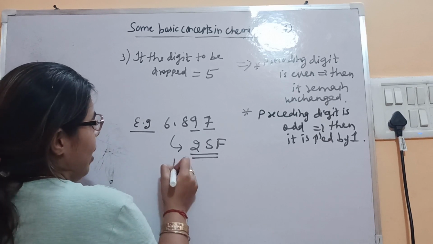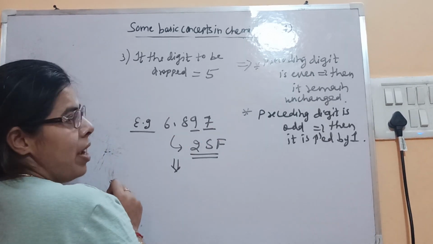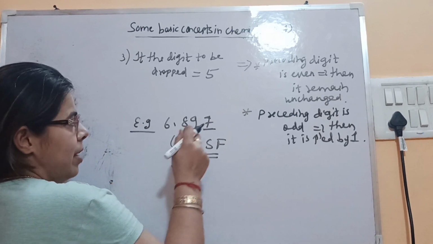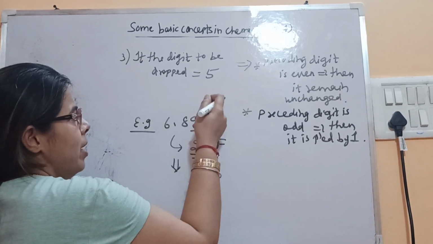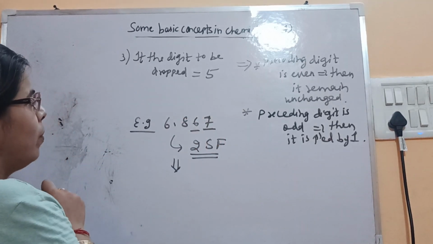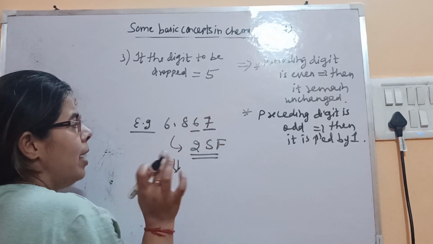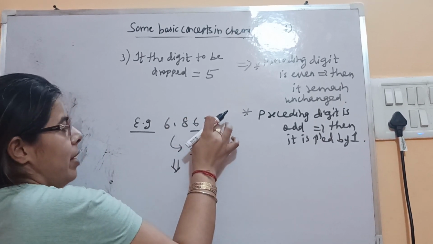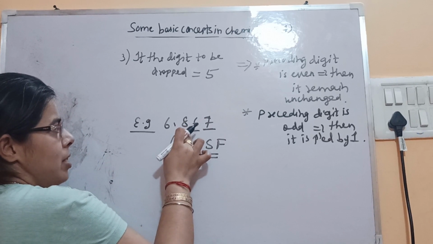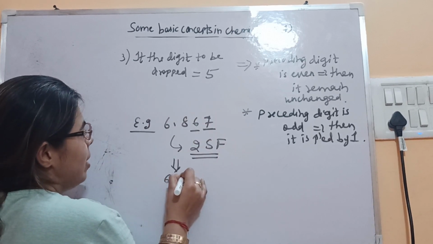In the first step, the last digit is 7. It is greater than 5. So the preceding digit, here it is 6, has to be increased by 1. So the answer will be 6.87.